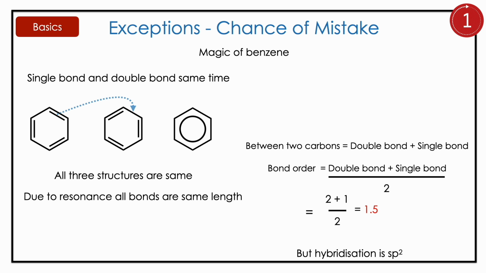So for hybridization or bond order, how do you find it? Here the bond order is 1.5. How? A single bond and a double bond on the same carbon. Adjacent carbons form a double bond. So we choose 2 plus 1, which is a double bond and a single bond. Divided by 2 gives 1.5. So due to resonance, the bond order is 1.5, not 2.